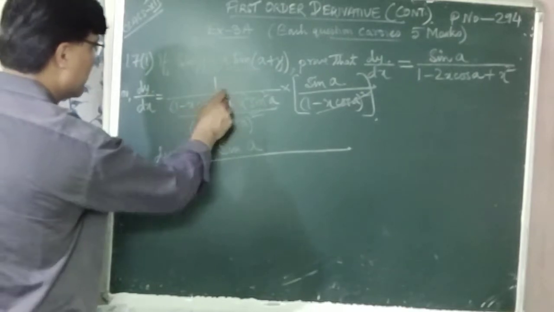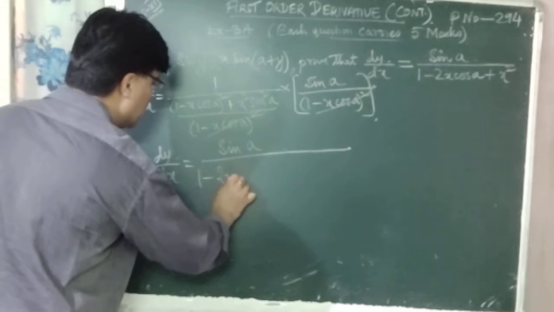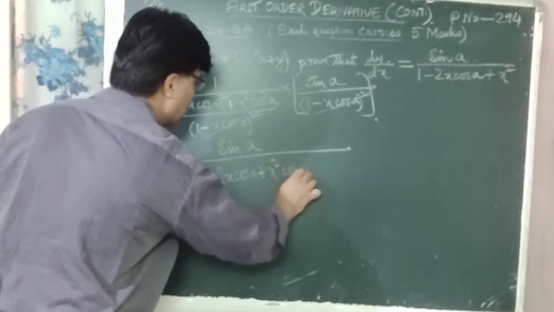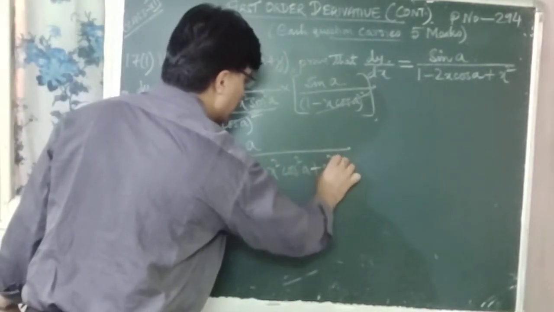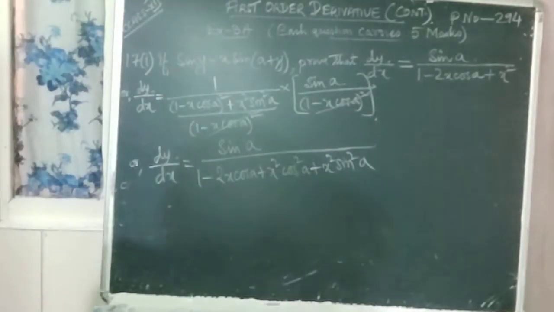Now simplify a minus b whole squared. What is it? a squared is 1, minus twice ab, 2x cos a, plus what is b squared? x squared cos squared a, plus now there is x squared sin squared a. Is that clear?